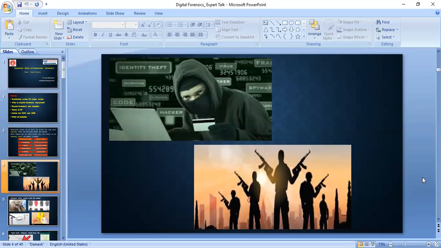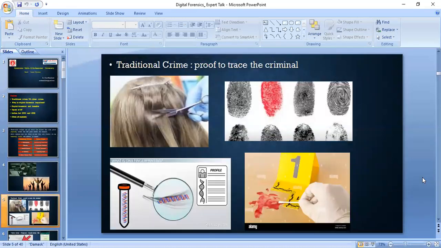This slide shows examples of cyber crime. Next, please. These are some examples which we have already seen in most movies, which are nothing but traditional crime. When any crime happens, it may be murder, attempted murder, or a rape case. The most important thing is the collection of evidence, which plays a very important role, because based on that evidence you are able to find out who the thief or criminal is. Evidence may be in the form of hair, fingerprints, palm prints, DNA, or blood.